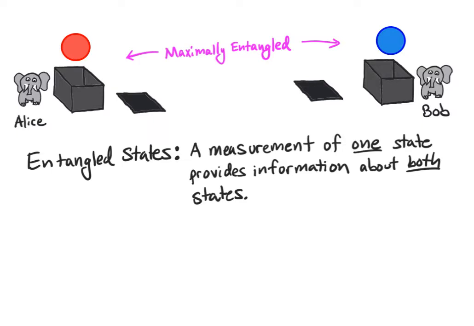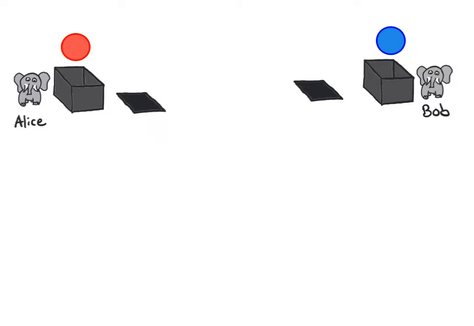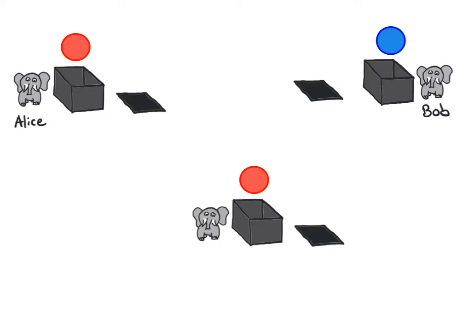It's also possible to have partially entangled states, which we can demonstrate by adding a third marble, perhaps a second red marble, as well as a third participant who we'll call Carlos. Before Alice looks inside of her box, she has a 2/3 chance of finding a red marble and a 1/3 chance of finding a blue marble, and she knows that Carlos and Bob have the same chances.